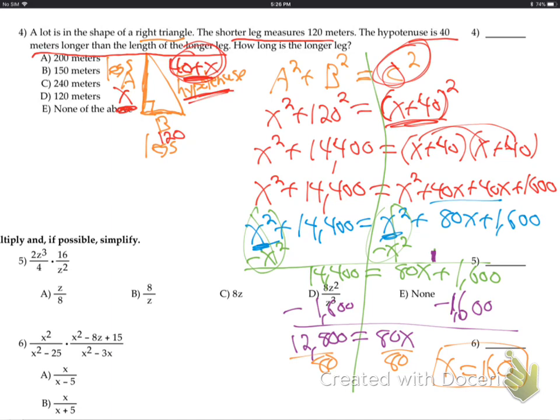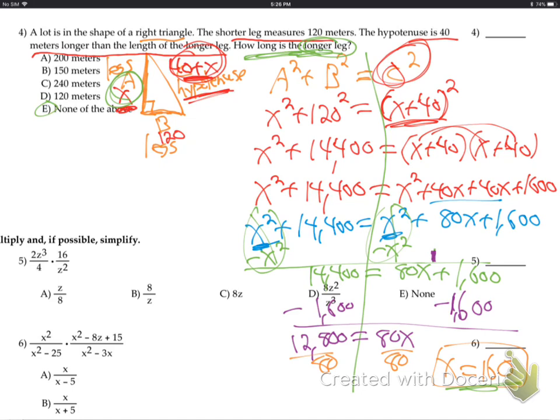Let's go back, word problem, you always got to be careful. Go back and answer the question that they're actually asking you for. How long is the longer leg? What's that? Yeah, that's x. So that's a leg. It's what they asked, so it is 160. That's the answer. It's not here. How disturbing. None of the above.